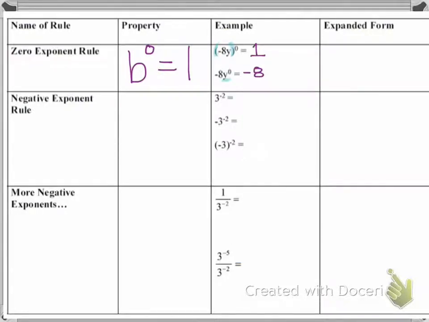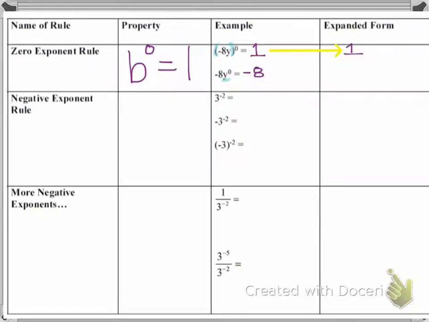And the reason why is because only the variable y is the base. So only the variable y is being raised to the zero power. We need to look at those in a little more detail to make sure we really understand what's going on. Well, for the first one, there's really not much more to say. The whole entire base is negative 8y, and that's being raised to the zero power. So that's why it's just 1.